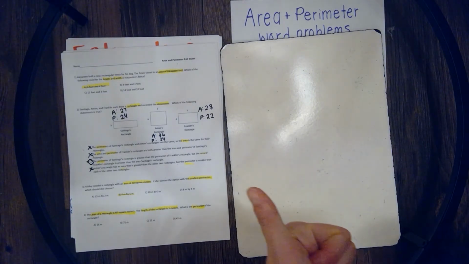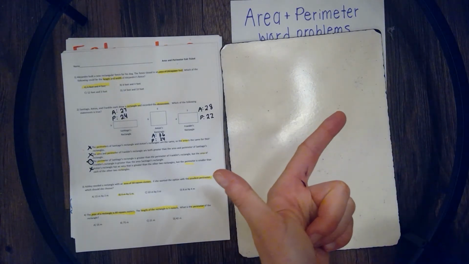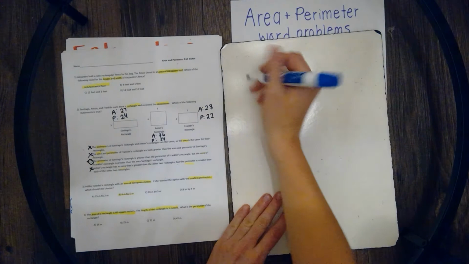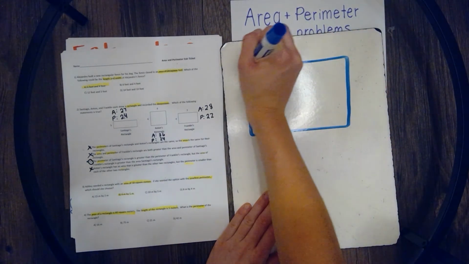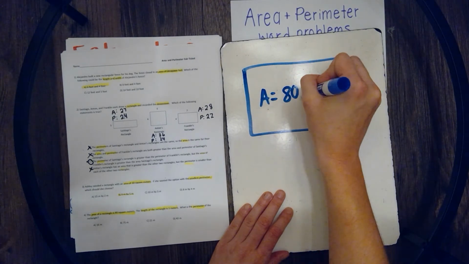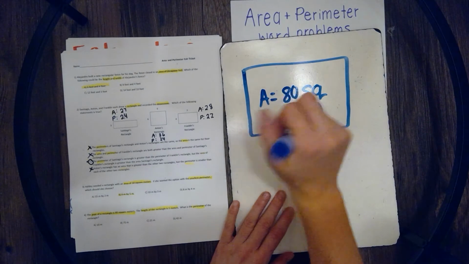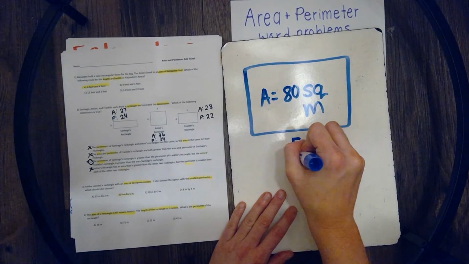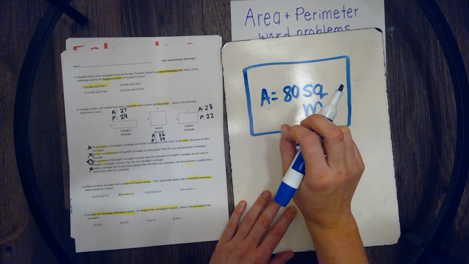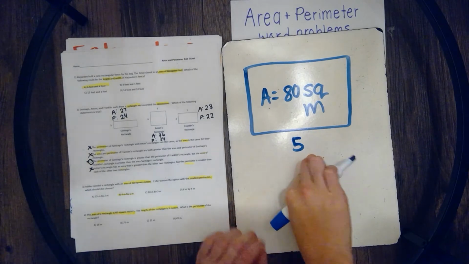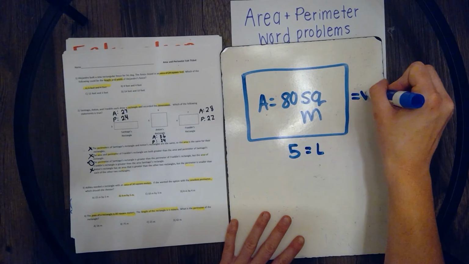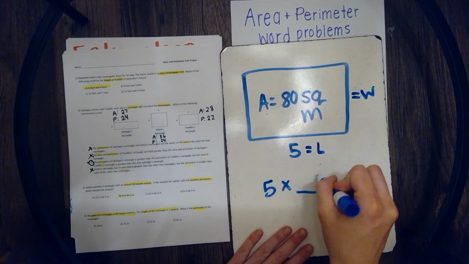All right, you guys. So it's giving us the area. It's giving us the length, but it's asking for the perimeter. So I'm going to draw this. All right. So I know that the area of this one equals 80 square meters. And I know that the length is 5. So what is the perimeter of the rectangle? Well, 5 times what gets us 80? Because we remember this equals the length. We need to find the width. So 5 times what equals 80?